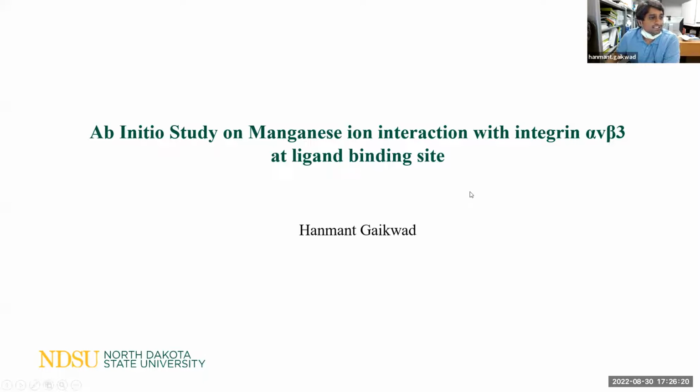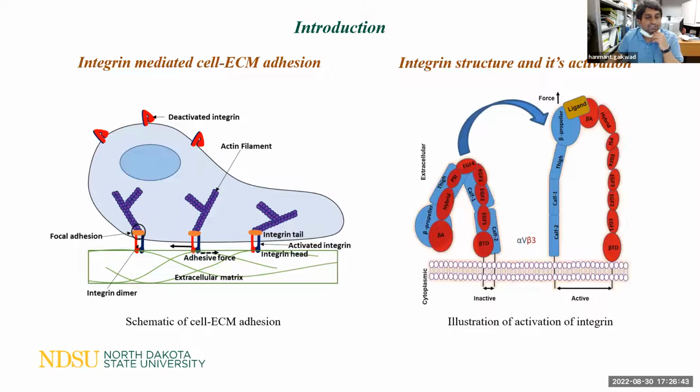Sorry about this. Today's presentation topic is an ab initio study on magnesium interaction with integrin alpha V beta 3 at the ligand binding site. This topic I already selected for my course project, so I'm continuing it for further study. Initially, I will start with the introduction, because here we considered integrin with the metal ion as magnesium.